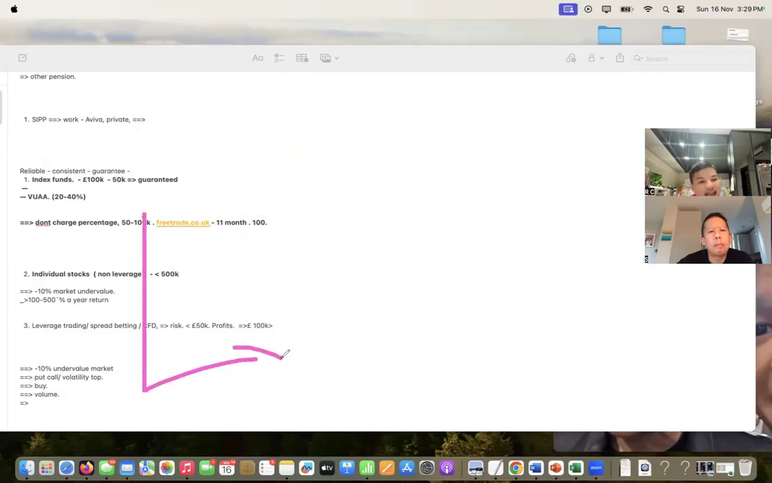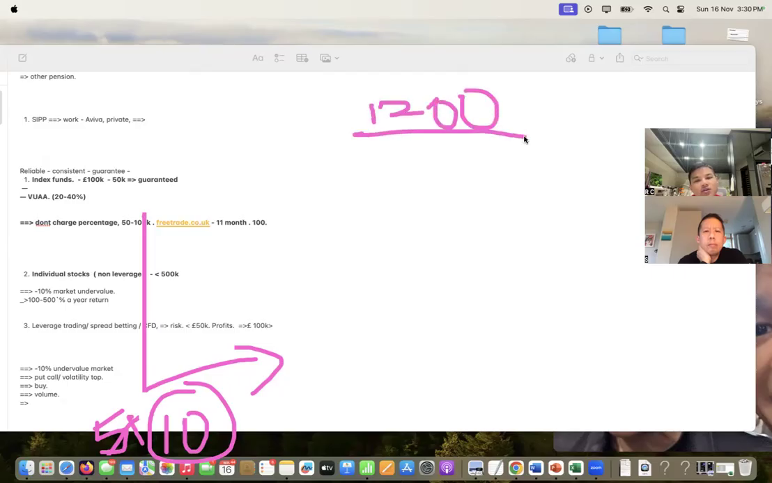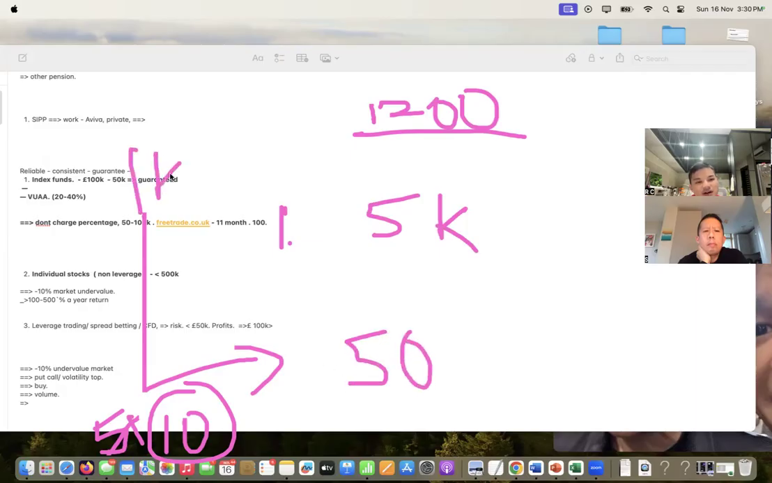And then the third one is leverage. Leverage, you will continue times five, but the leverage platform allows you to times 10 or times five or times 20. That's the leverage that the spread betting platform or CFD platform allows you to use. If you use option trading, you times 100. So that means the first one you have 1,200. The second one you have times 5, you have 5,000. And then the next one you have 50,000. These are all starting with 1K, for example.